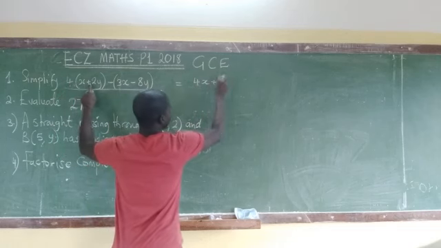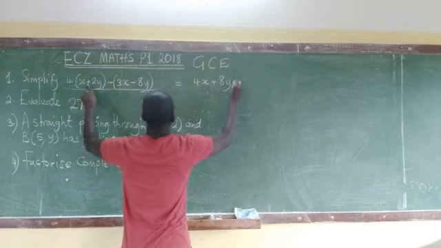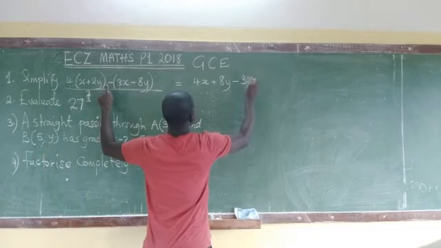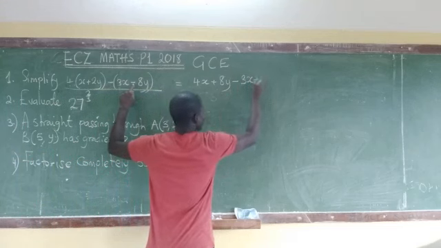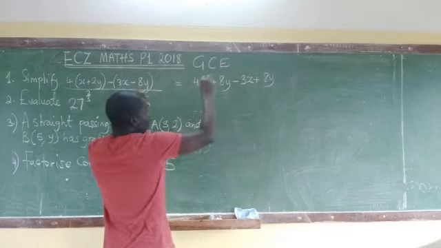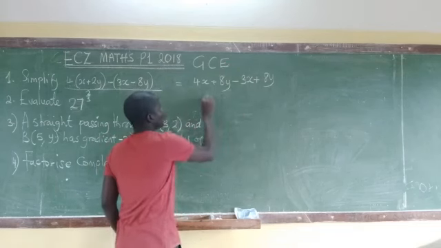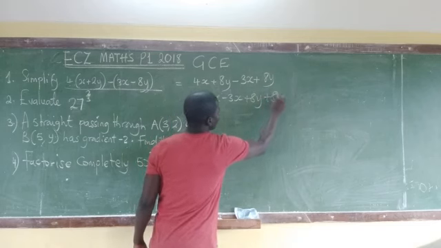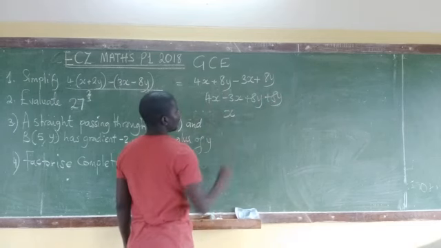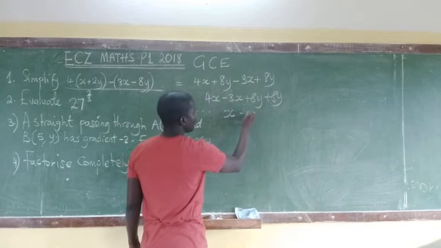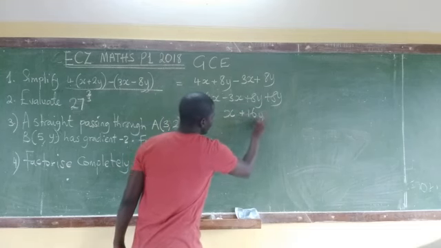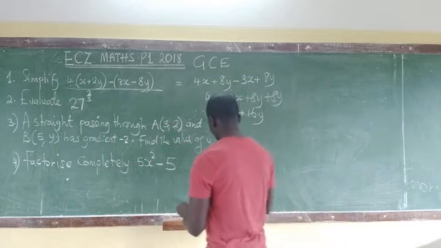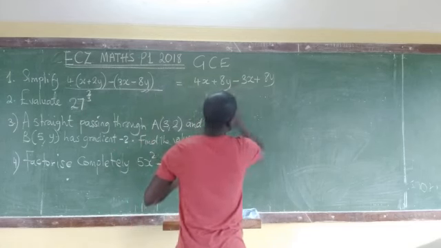4x plus 8y. Okay? Then here, with this minus, it is going to give us minus 3x. The minus and this minus are going to give a positive 8y. At this point, we put the like terms together, which is 4x minus 3x plus 8y plus 8y. This is going to give us x plus 16y. This is what will be the answer to the first question. Okay, so let's move to the next question.